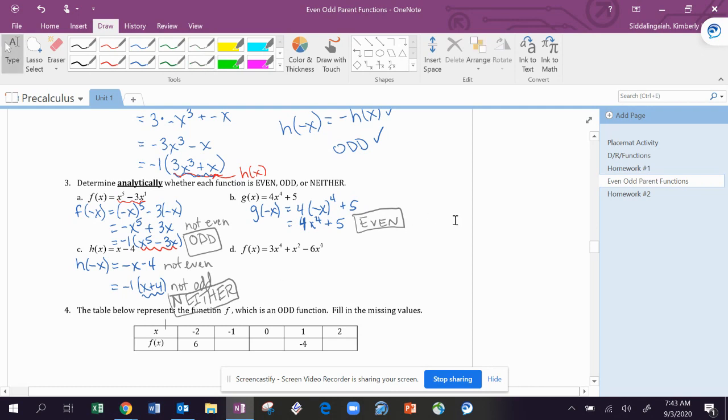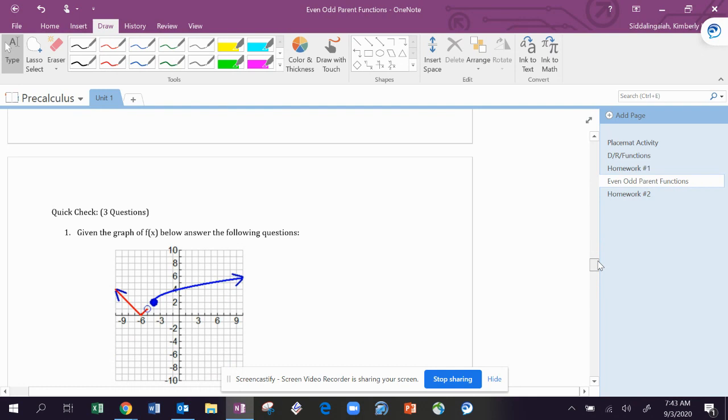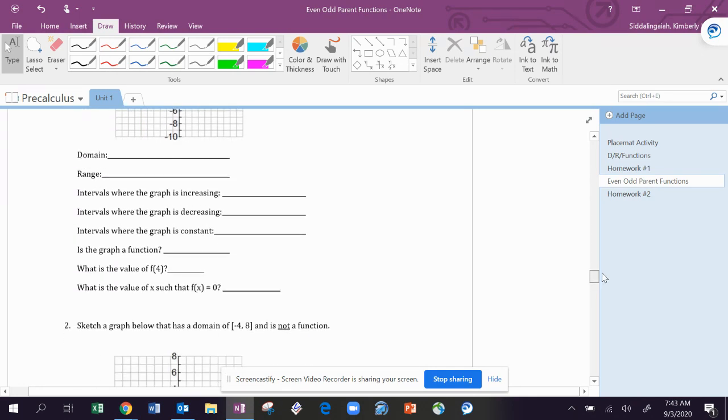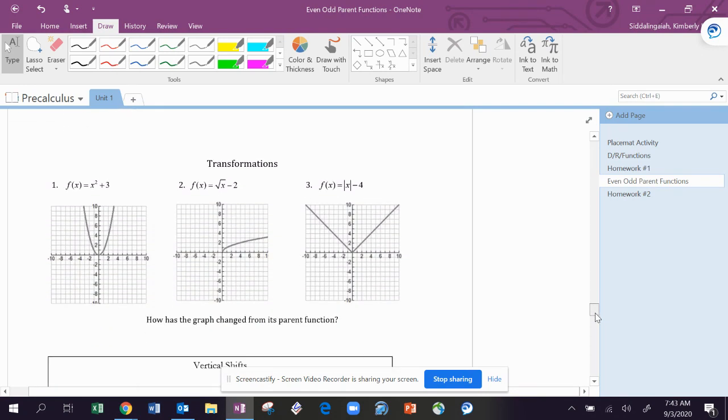All right, I hope that helps with even and odd. Maybe in our notes tomorrow I can build in some even odd work as our warm-up. These are just some quick checks that, if we had had time, I would have worked on. Good problems if you want to practice with.